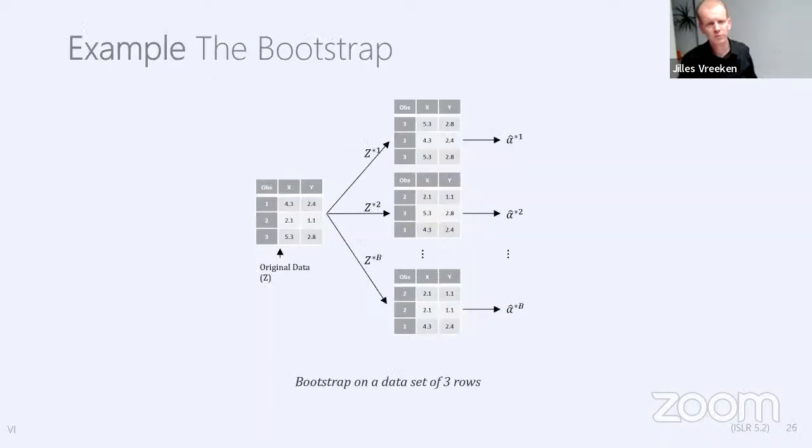Nice. Just to give you a visual example of how this works. Here we have a data set with a whopping 3 data points. Here it is. This is the original data set. And what we now do, we're going to draw bootstrap samples. And we're going to do this multiple times, right? So B times in total.